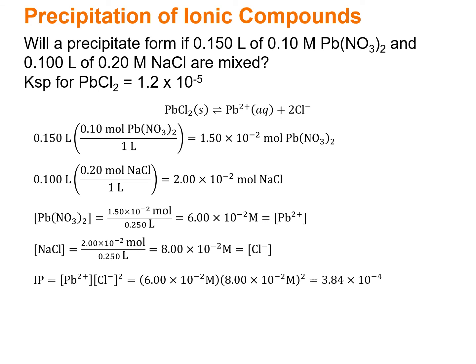Looking at the ion product, which remember is exactly the same as Q, we end up with a value of 3.84 times 10 to the minus 4. That number is greater than the KSP. If that is true, then in order to reach equilibrium, some of the lead and some of the chloride will have to precipitate out. So it's going to form that salt, lead chloride, since the ion product is greater than the KSP.